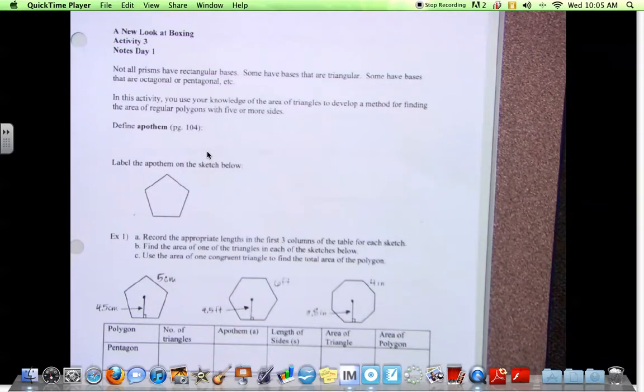Boys, what are the shapes of the bases of this? Rectangle. Yeah, bases.